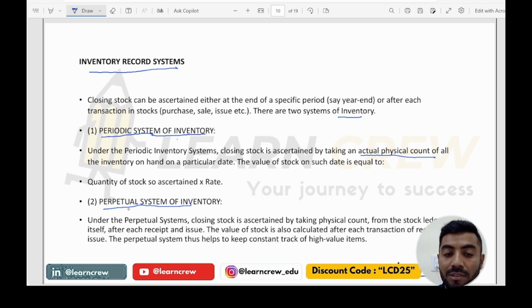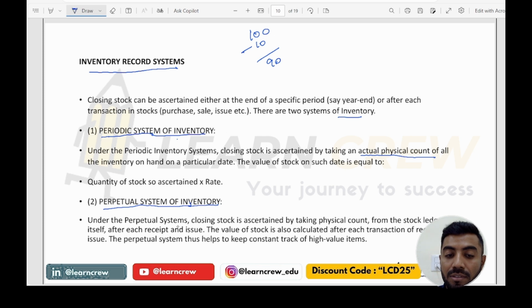Then coming to the perpetual system of inventory. Here, a physical count is not done. They use a particular software wherein, for each purchase and sale, it automatically adds or subtracts. For example, you purchase 100 units of stock and you sell 10 units. Immediately the software shows 90, which will be lying in the warehouse.